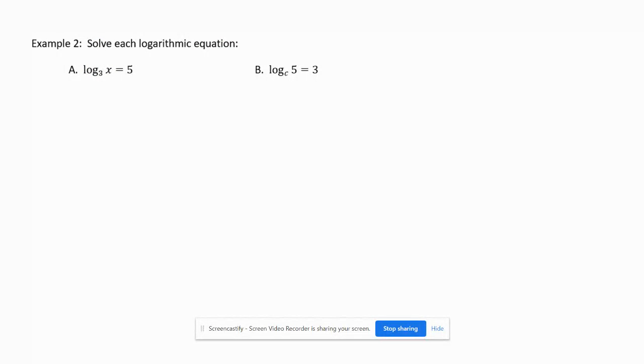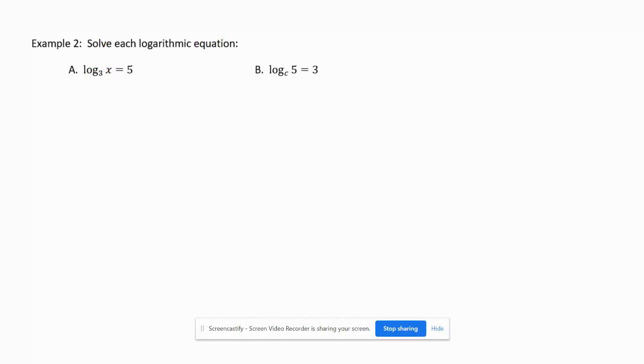Example 2, solve each logarithmic equation. So a logarithmic equation, guys, is an equation like this, where we just have to isolate for our variable. Okay, first one, pretty straightforward, but okay, I'm not going to say pretty straightforward. The basic strategy for most of these questions is we need to convert these questions into exponential form and then solve for a variable.